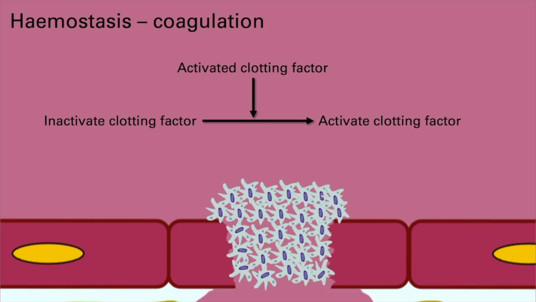Many of the activated clotting factors are serine proteases, and we denote the activated form with the small letter A. So in this example, factor 10 is being converted from its inactive precursor to the active form, factor 10A. There are two pathways that become activated during coagulation, the intrinsic and extrinsic pathways.